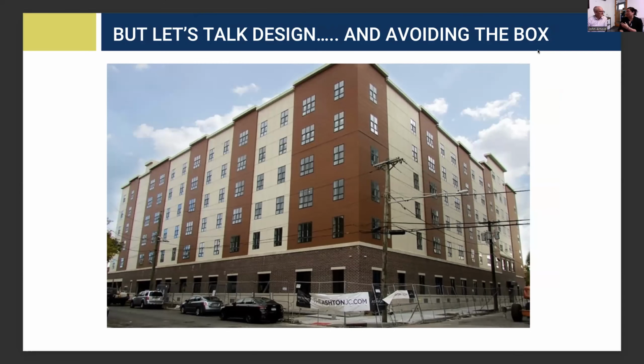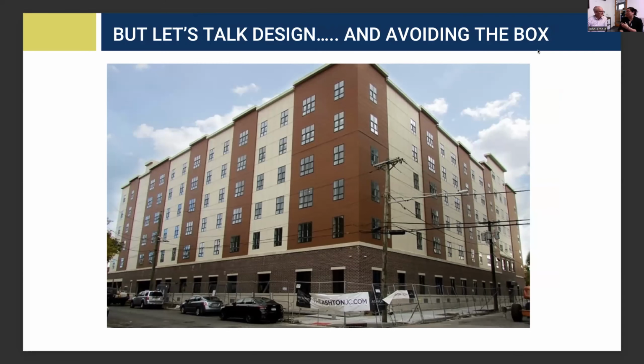Obviously, we want to avoid the box, and obviously the picture we have up here is a box. So this is the design that we're trying to avoid in general. And the weird thing about this design, it might have been a prescriptive response to a zoning code that says change materials every 20 feet. And the architect and the developer said, okay, we're going to change the materials every 20 feet. It doesn't help. What might have helped? We don't know. This is in New Jersey, so we don't know.